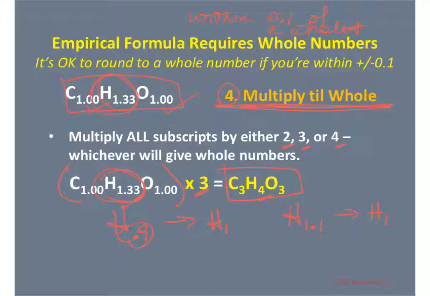What if you had a number like 1.25? What integer would you multiply that by to get a whole number? That would be times 4, right? And if you had a number around 1.5, you would multiply it by 2 to get a whole number. So, but if you're stressed out on a test or whatever, just try multiplying by 2, 3, or 4 in your calculator if you need to until you get whole numbers.